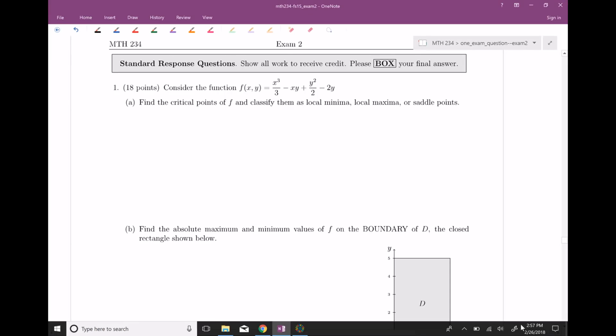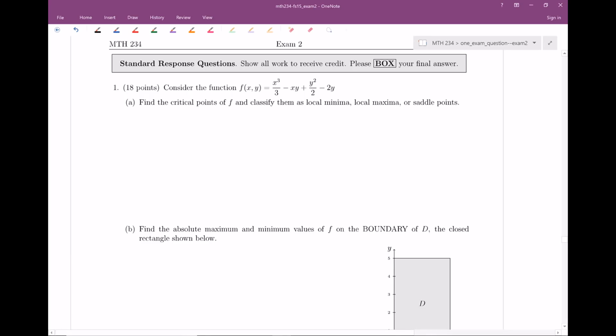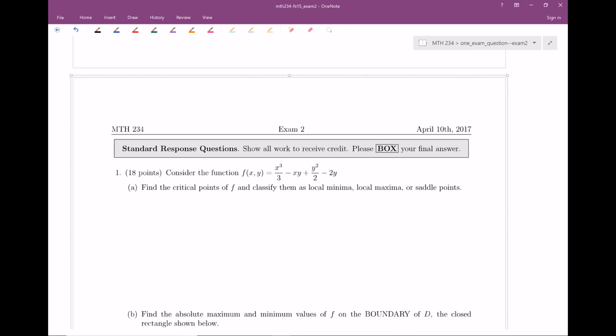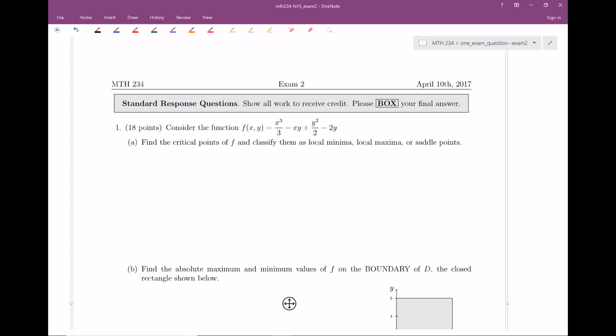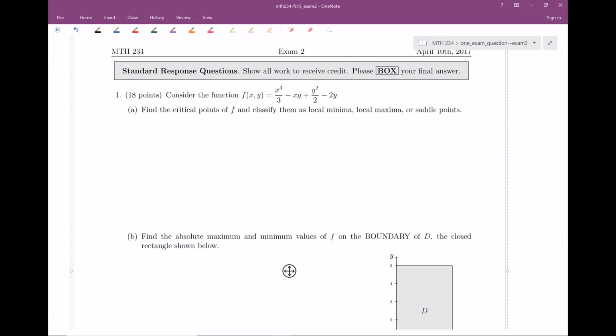Welcome everyone. In this video we're going to do a 14.7 problem. This is from spring 2017. There it goes, finally snapped into place. And we're going to be talking about absolute minimums and absolute maximums. And so this is a two-part question. You can see it takes up the entire page.